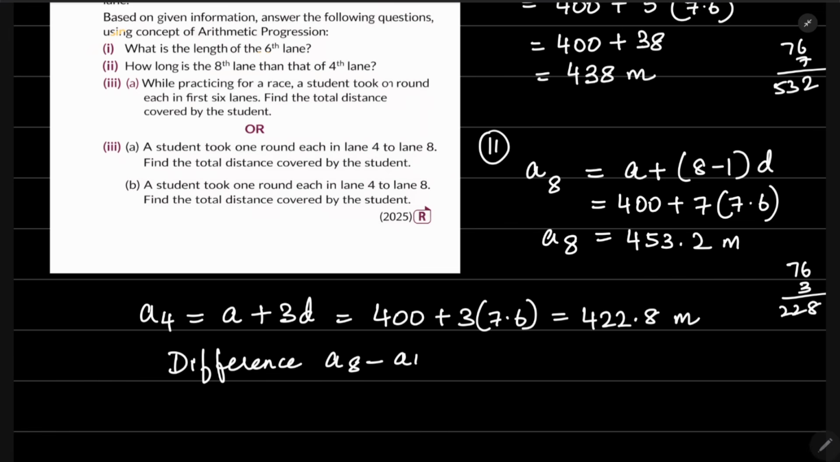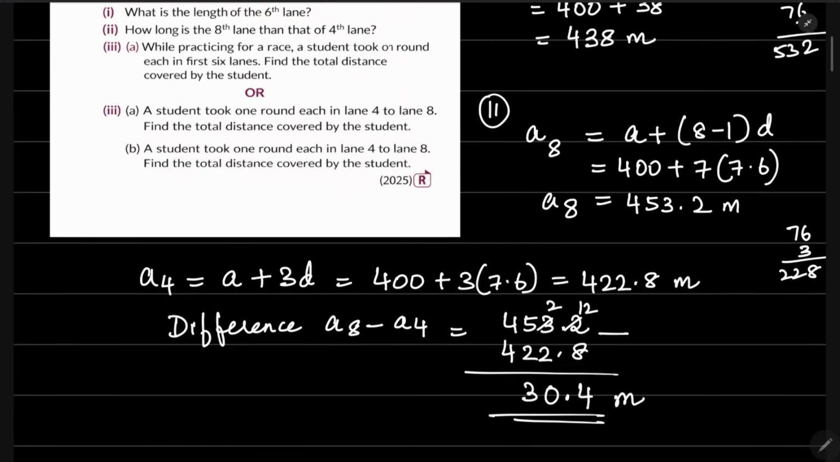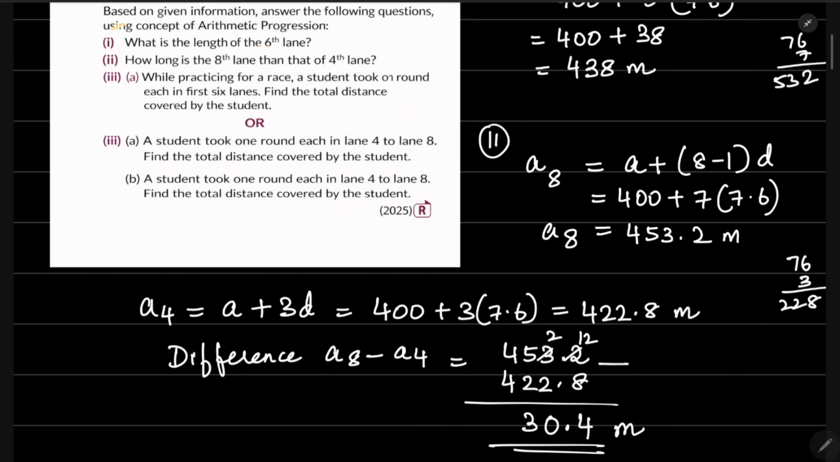So the difference is A8 minus A4. What is A8? 453.2 minus 422.8. So let's do this difference. It is 30.4 meters. That is the answer for your second question. So how much longer is the 8th lane than the 4th lane? It is 30.4 meters.